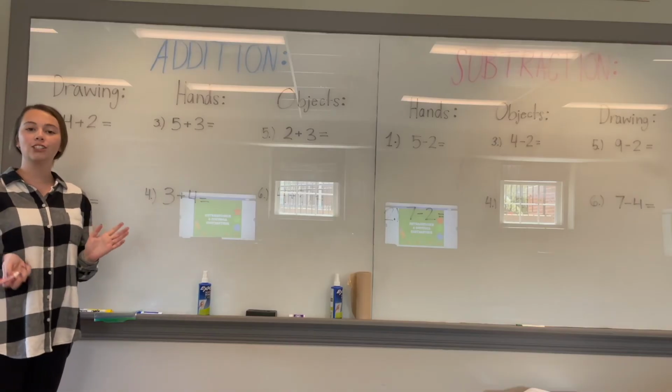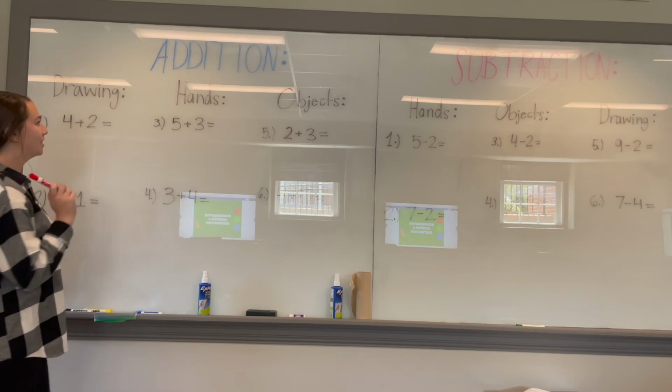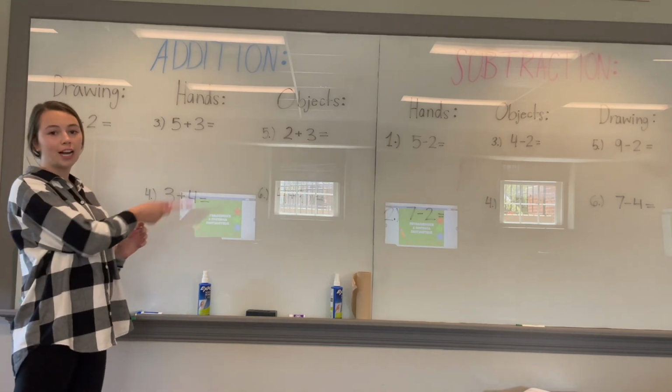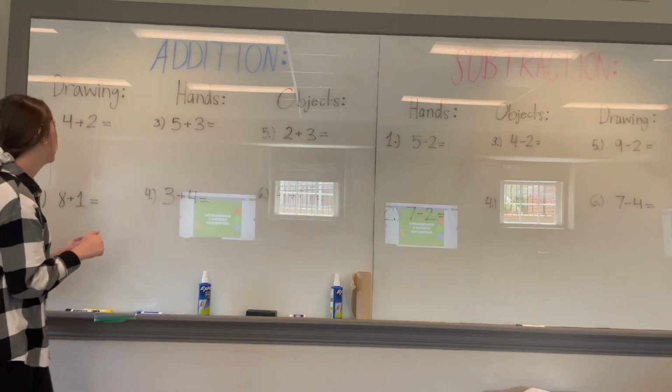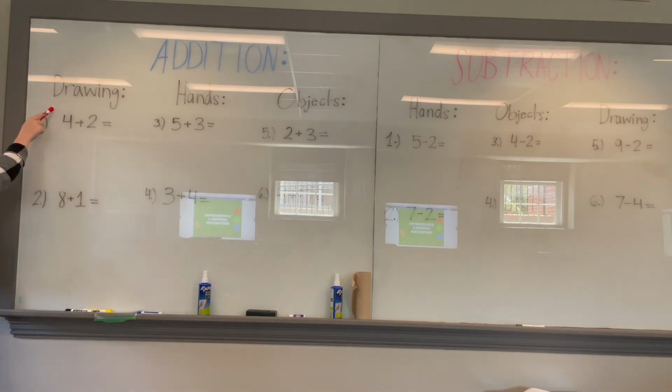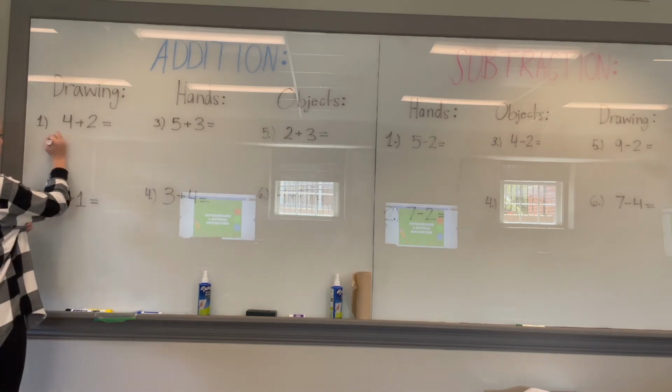So now we're going to start our activity. So our activity today is going to be demonstrating the problems that we worked on in our lesson today. So the first one that we have on our worksheet is addition using drawing. So if we see the problem 4 plus 2, we know that this means we're going to draw 4 circles.